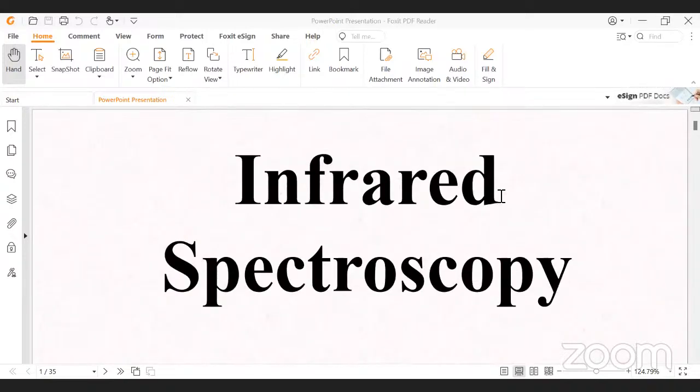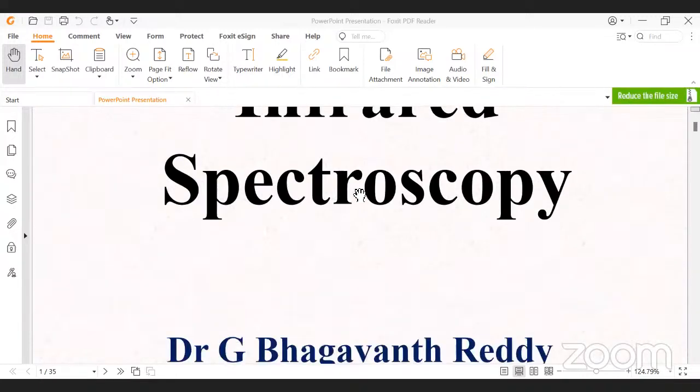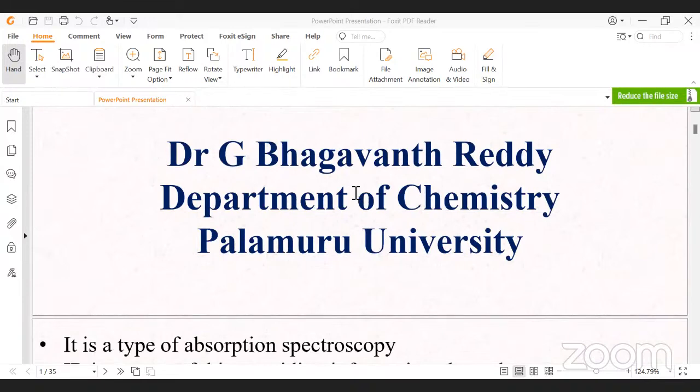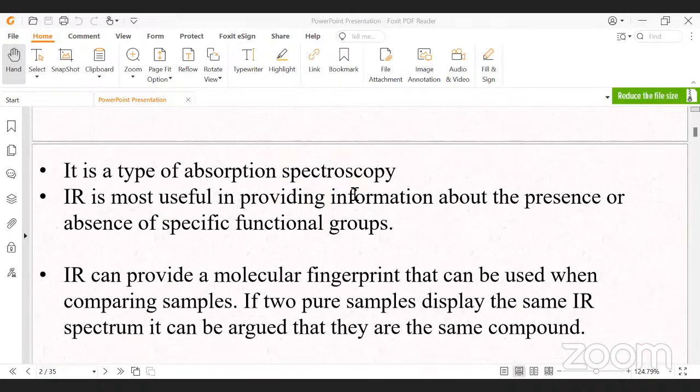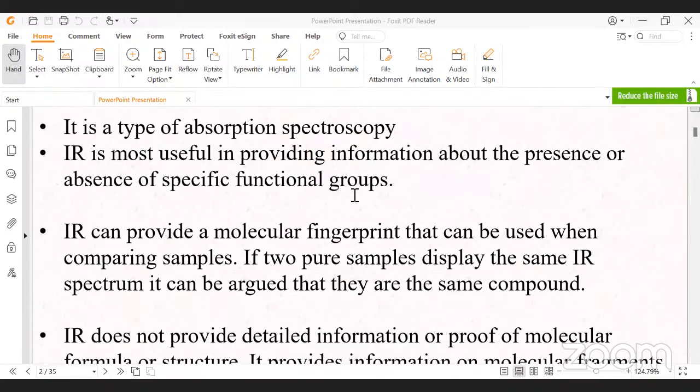Today our topic is infrared spectroscopy, that is FTIR spectroscopy, which means Fourier transform infrared spectroscopy. Myself, Dr. Bhagwant Reddy, I am working as an assistant professor in the Department of Chemistry, Palamur University. Let's discuss our topic.